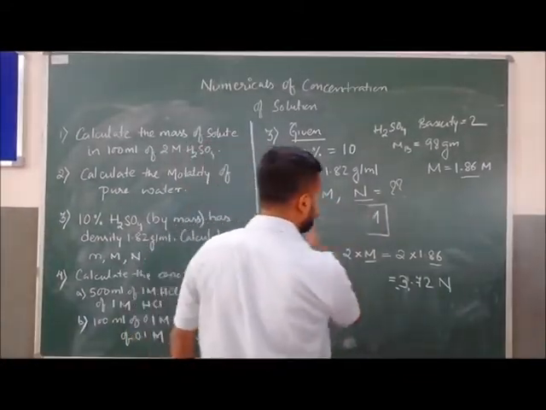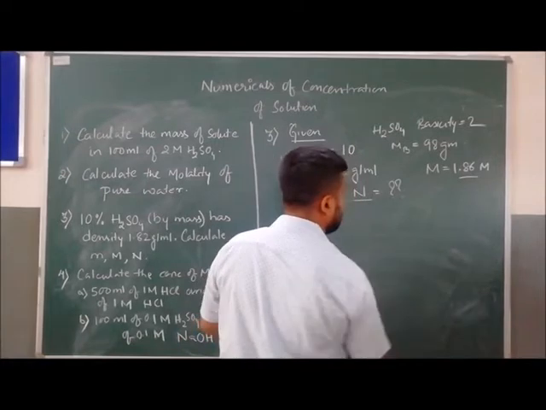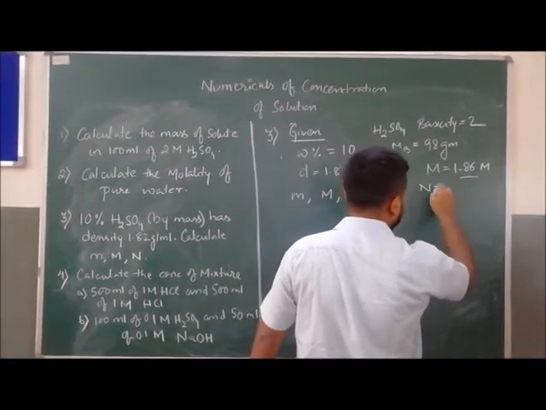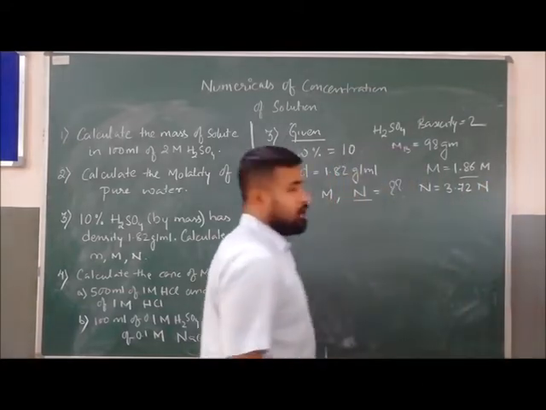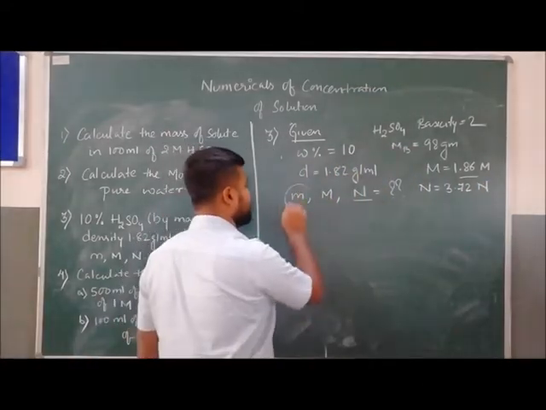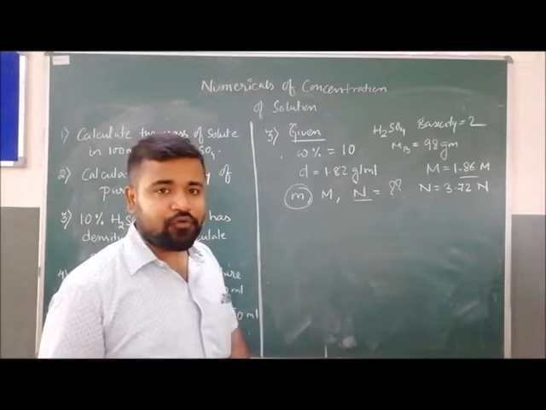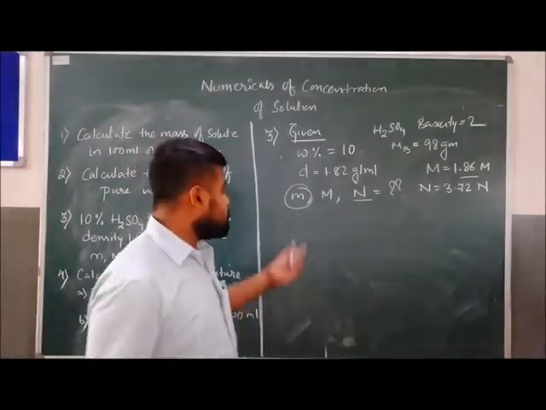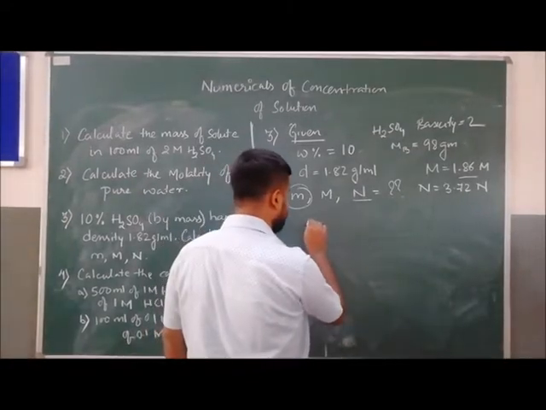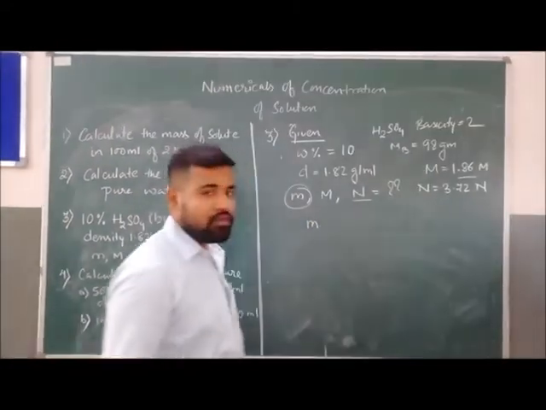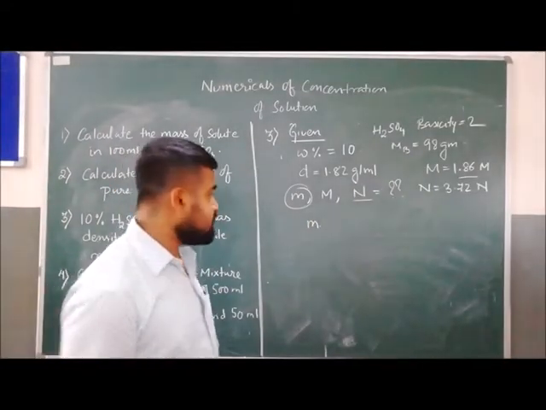Now next, last one. So normality is equals to here 3.72 normal. Next we have to find out the molality. We have to find out the molality. So how we can find out the molality here? Molality is equals to what?